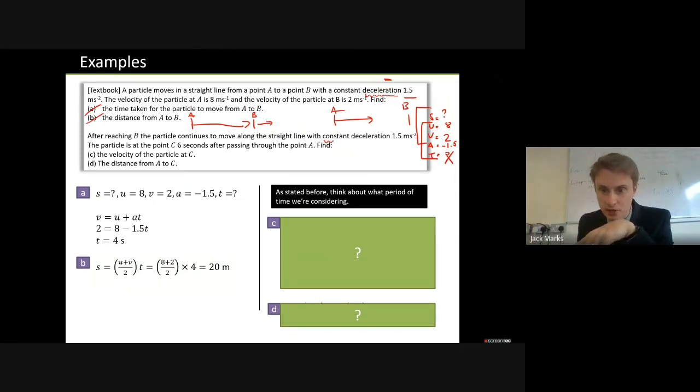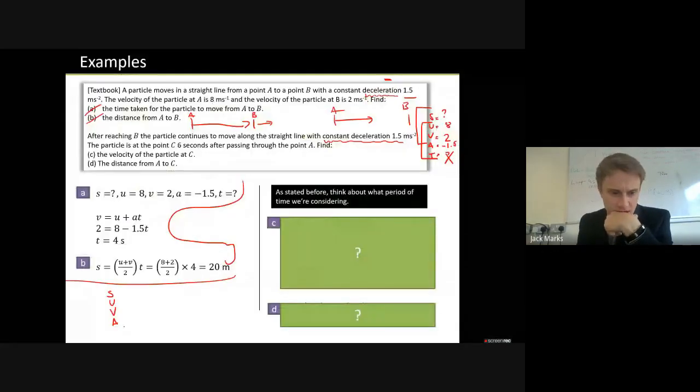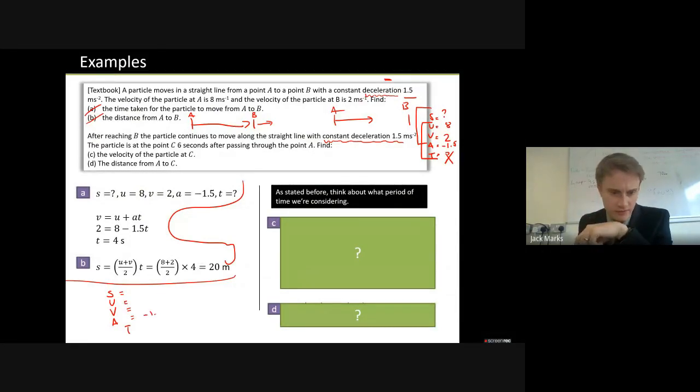The constant deceleration, look, they've given us that number again. So that's the same number. Okay, let's make a little bit of space here. So SUVAT, whoops, SUVAT. And I feel like I can put down that minus 1.5. What else? Not sure yet at this point. The particle is at the point C. Okay, let's pretend that's over here, 6 seconds after passing through point A. So the journey from A to C is 6 seconds. Okay, maybe I can use that number there.